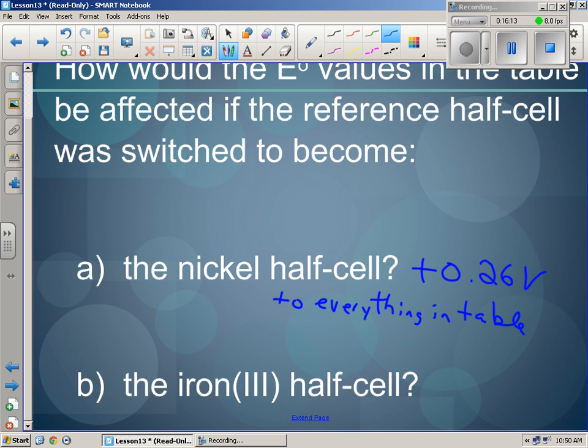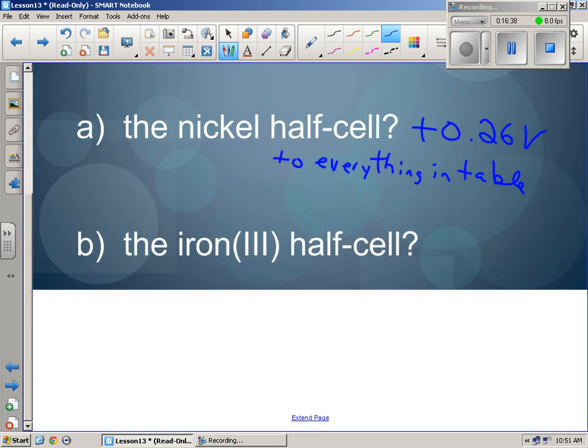Okay? Because I'm moving the nickel from a negative 0.26 up to 0, add 0.26. Well, if I'm going to move that one up 0.26, don't I have to move the rest of them up by 0.26 to keep everything the same? Yeah. Okay? So think about that, and that's basically what we did on the last chart too. Just maybe not quite as simple as that, or maybe more complex, or whatever you want to call it. What about the iron 3 half cell?